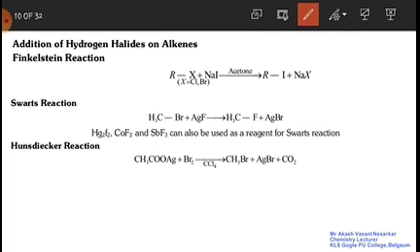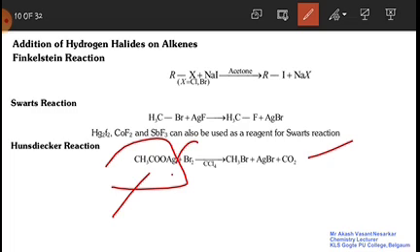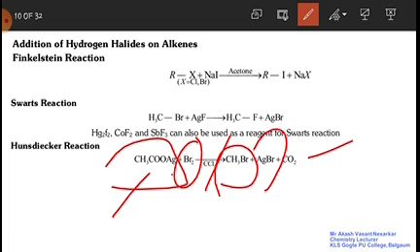Next, Hunsdiecker reaction. This reaction is not there in your syllabus, but let us try to learn some new reactions also. When the silver salt of acetic acid reacts with bromine in the presence of a non-polar solvent, that is carbon tetrachloride, then we get the bromoalkane along with silver bromide, and carbon dioxide is eliminated.